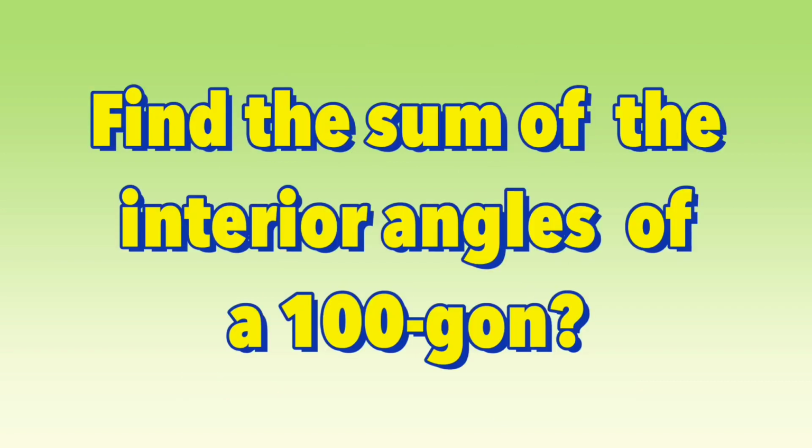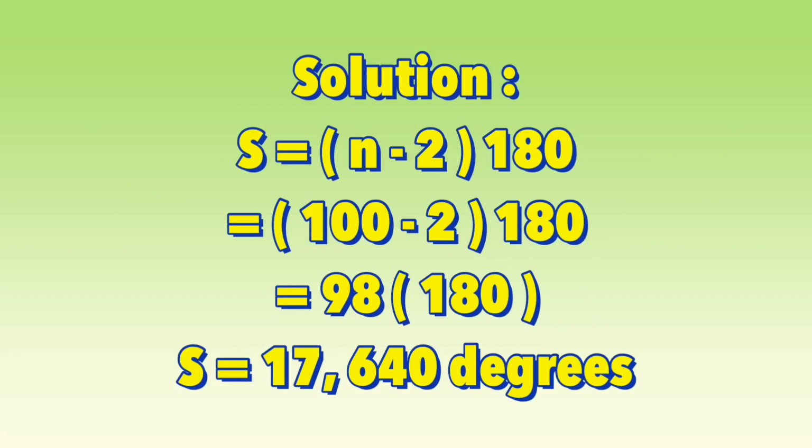Next problem, number 5. Find the sum of the interior angles of a 100-gon. Meaning to say, the number of sides of the polygon is 100. Since we're going to find the sum of the polygon, we use the formula S equals n minus 2 times 180, where n stands for the number of sides of a polygon. We substitute now: 100 minus 2 equals 98, times 180. The sum now is 17,640 degrees.